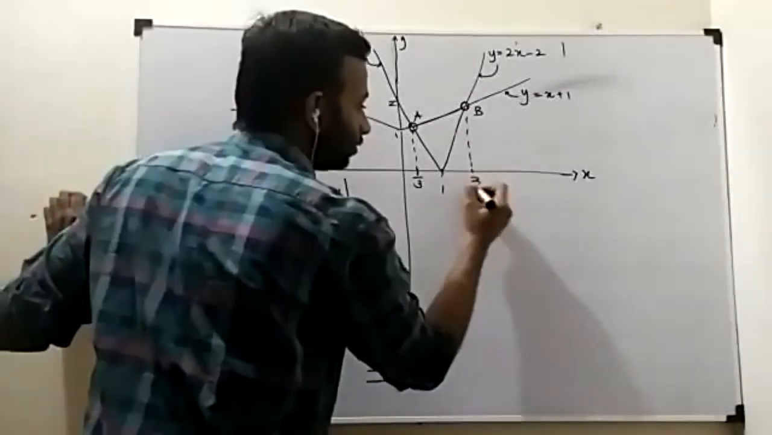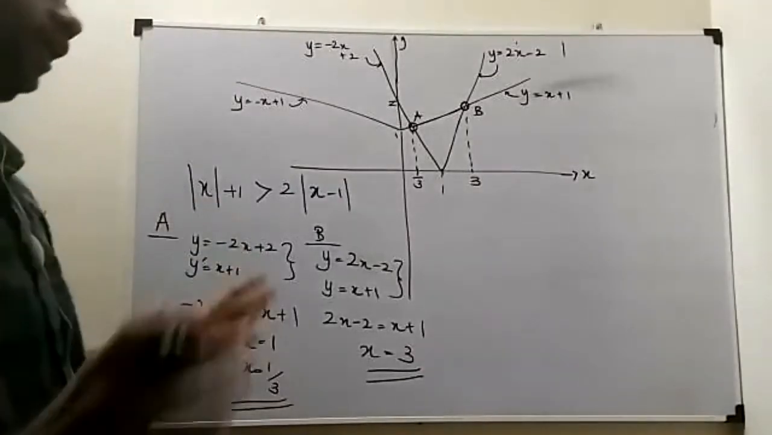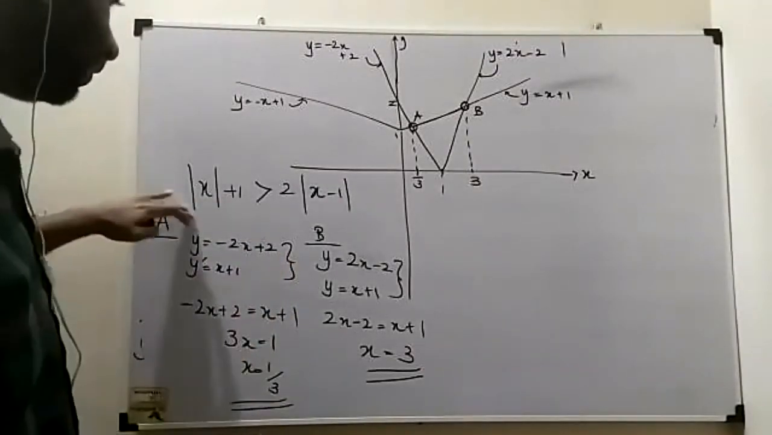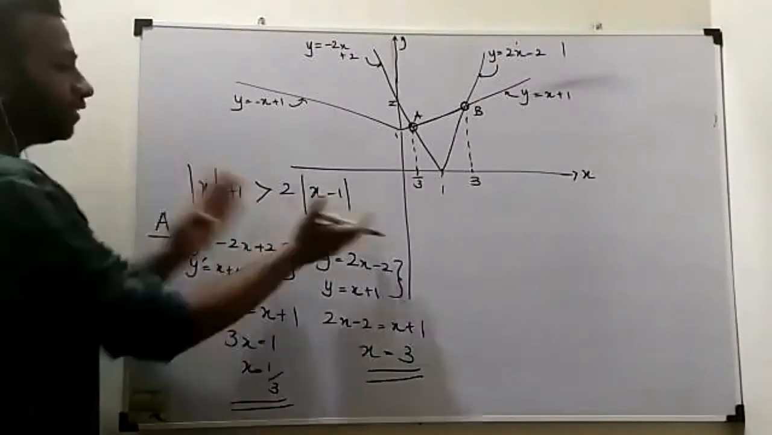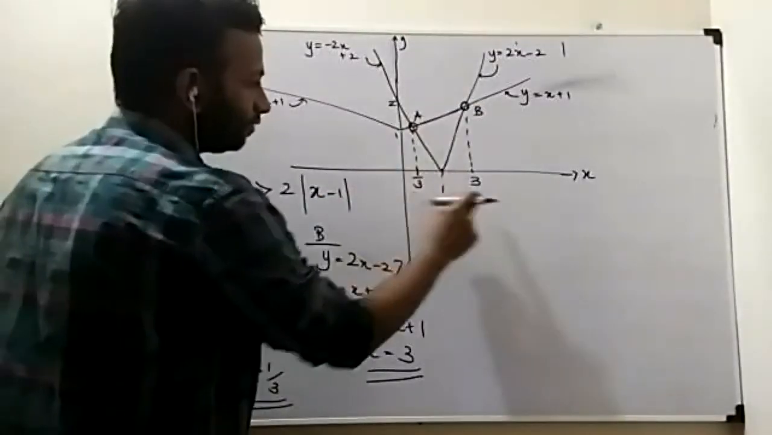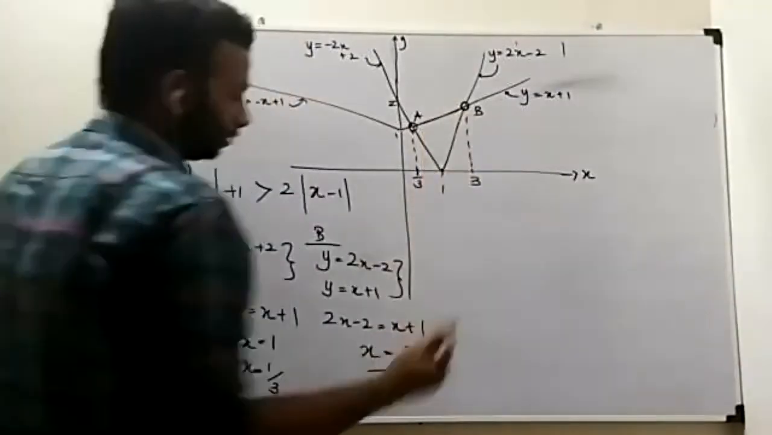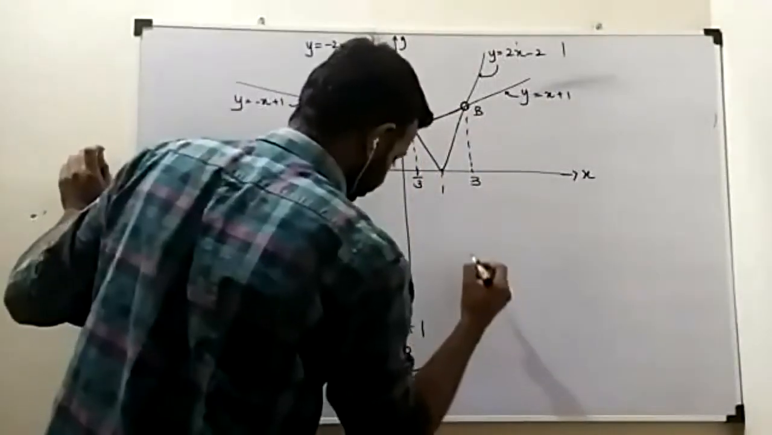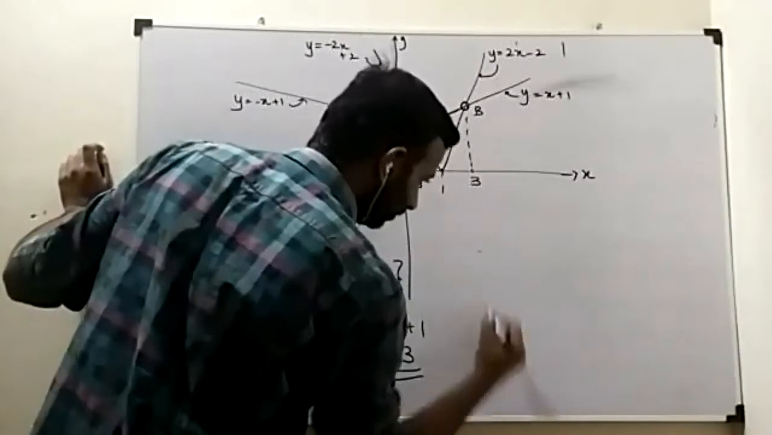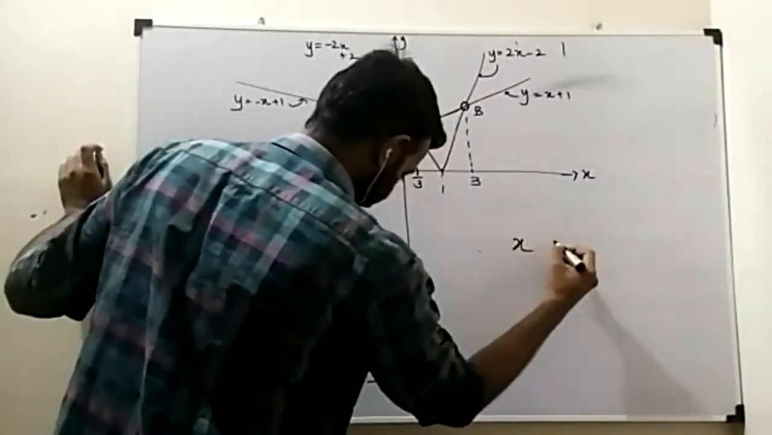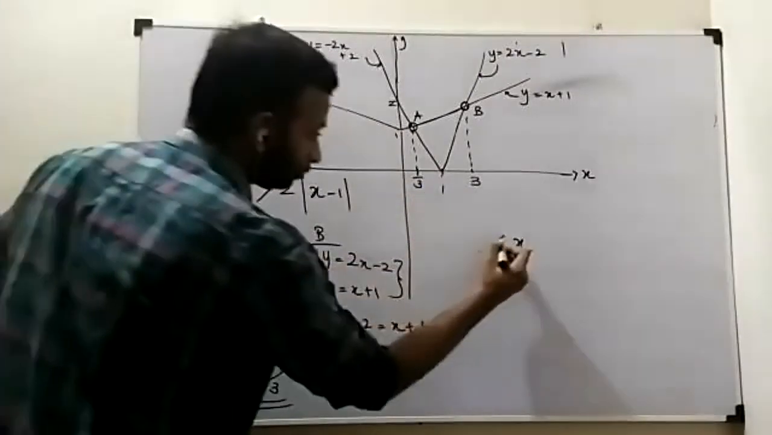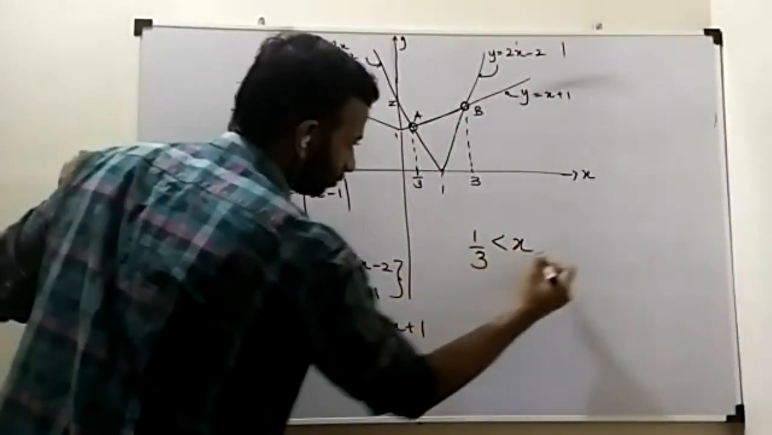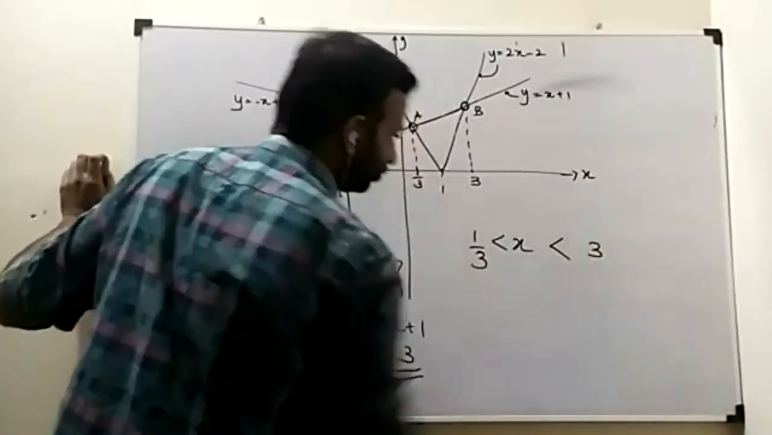So once again, what do we need to find? We need to find the range of x where this is greater than this. That means this range, which we found. The area in between is what we need to find. So the answer is x is greater than 1 over 3 and less than 3. So that's the answer.